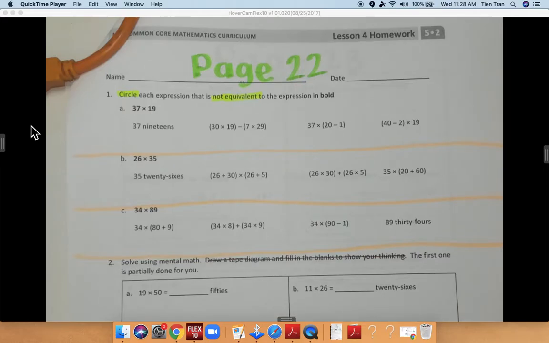We are on lesson 4, homework. Make sure you are turning to the correct page. We are on page 22. For the first problem, they asked me to circle each expression that is not equivalent to the expression in bold.